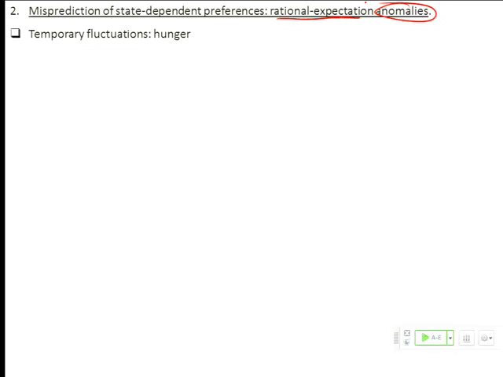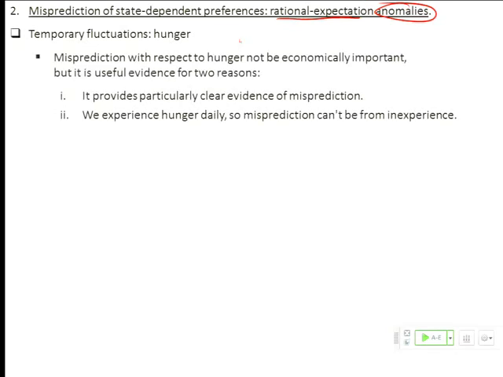Okay, hunger. Not necessary. This is supposed to say may not be. So misprediction of preferences conditional on hunger may not be economically important, but it's a really nice place to go, just like weather may not be that important, but it's a really nice place to go and actually observe whether or not people have rational expectations. Okay, so we can get nice, clear evidence.